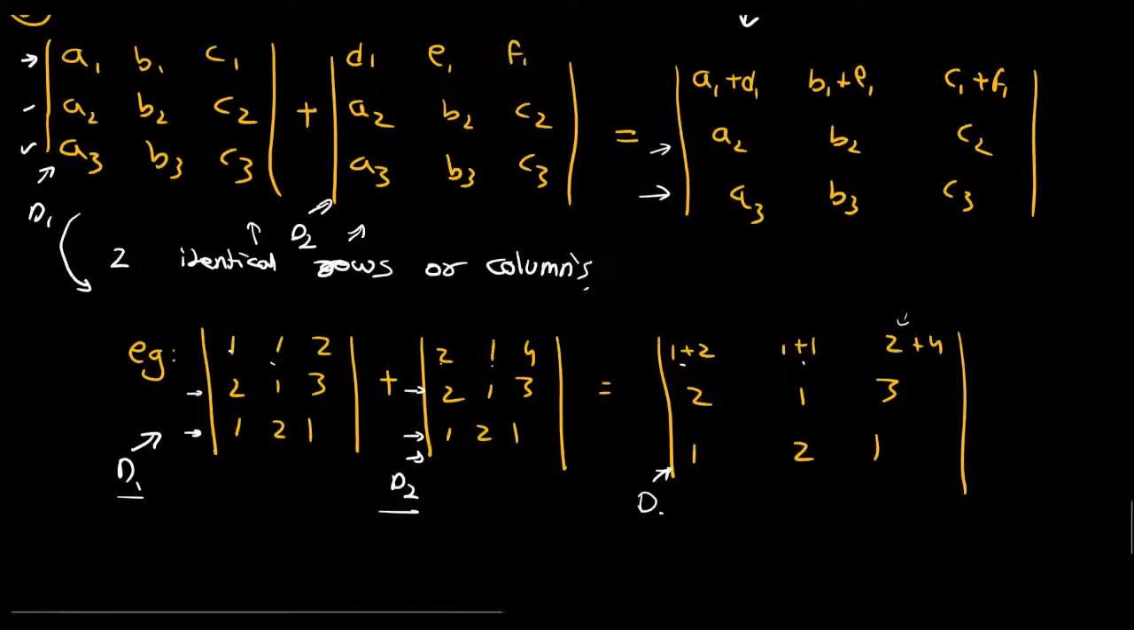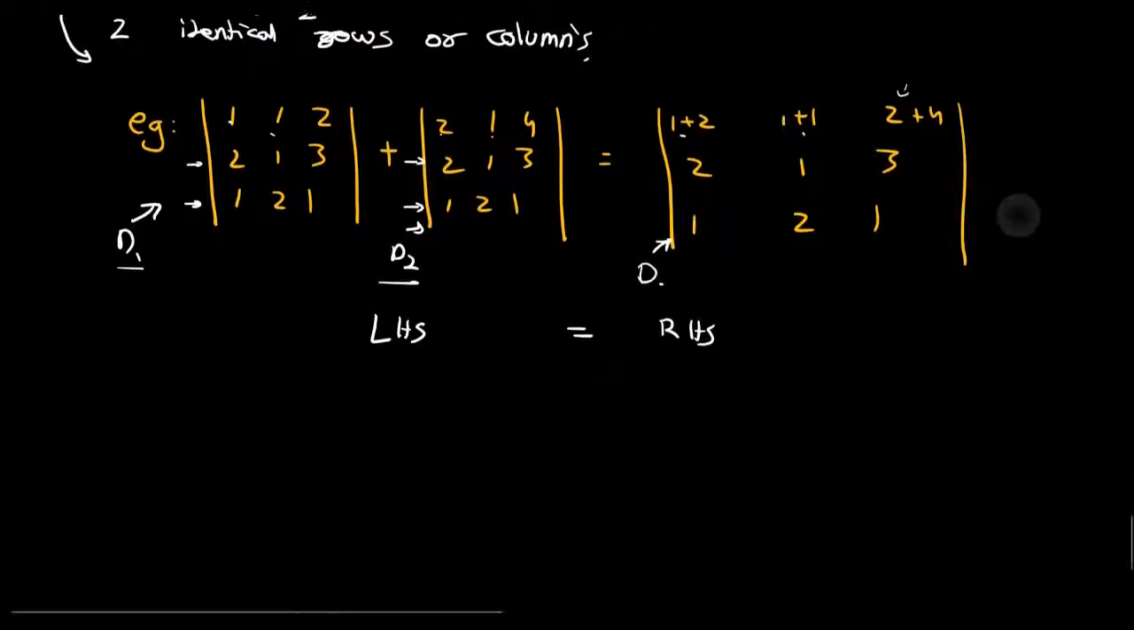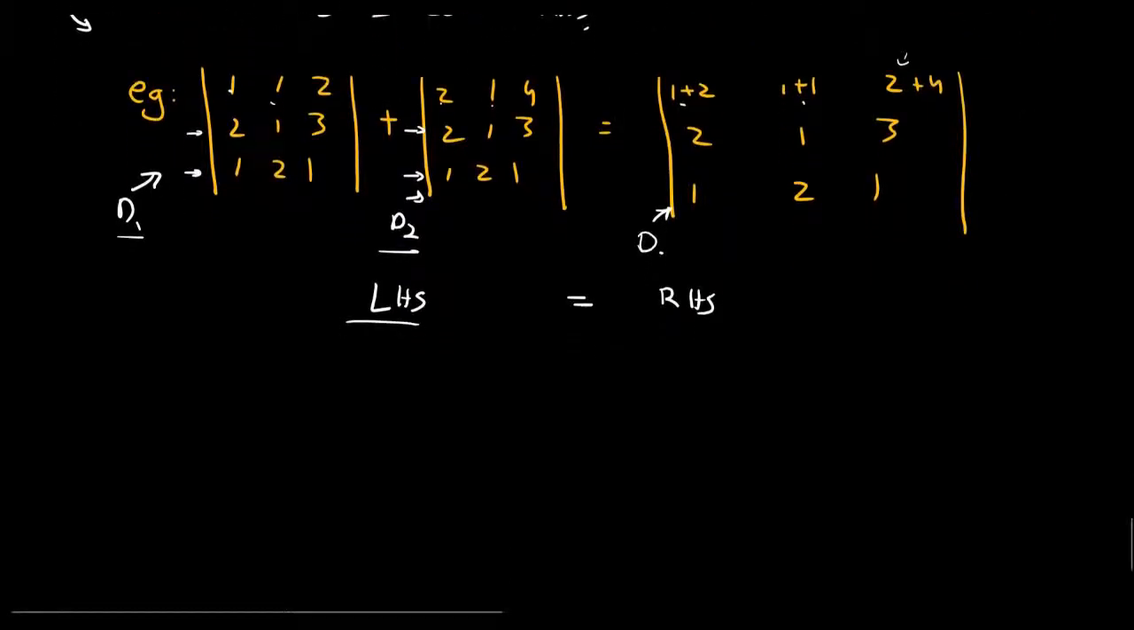And the rest of the elements that are identical in the second row and third row of determinants 1 and 2 will remain the same in the final determinant. Now in order to prove this, let us say that determinants 1 and 2 are our left hand side and determinant D is our right hand side, right? So if we can somehow prove the left hand side is equal to the right hand side of our equation, then we can say that the sixth property holds true for any such numerical, right? So let us do that.